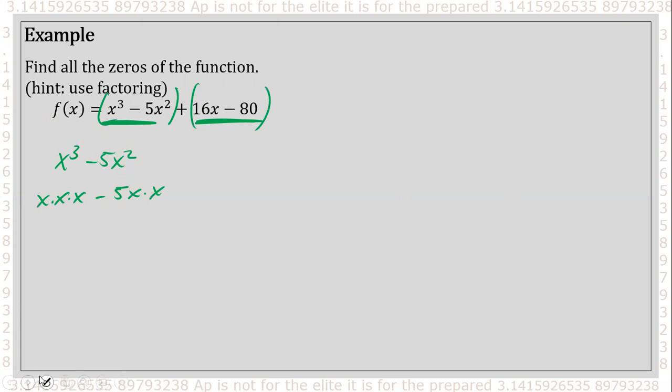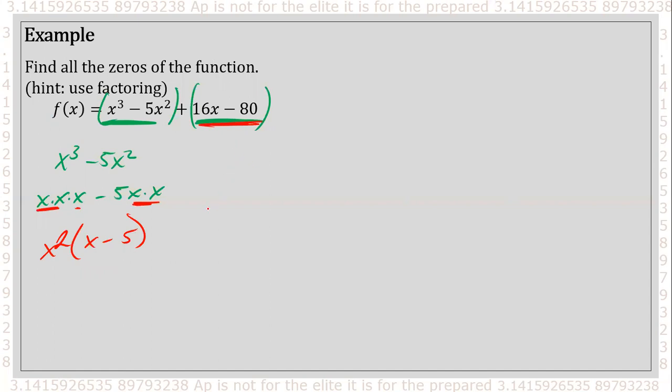So hopefully you're able to see that these terms right here have 2 x's in common. So I'm going to go ahead and factor that out, and I'm left with just an x minus 5 for the first part. Let's go ahead and look at the second part. I have a 16x minus 80.